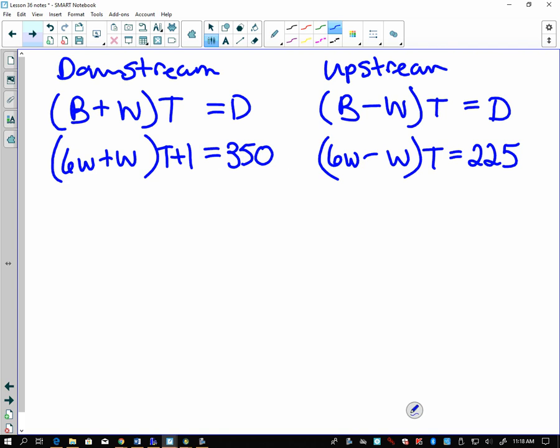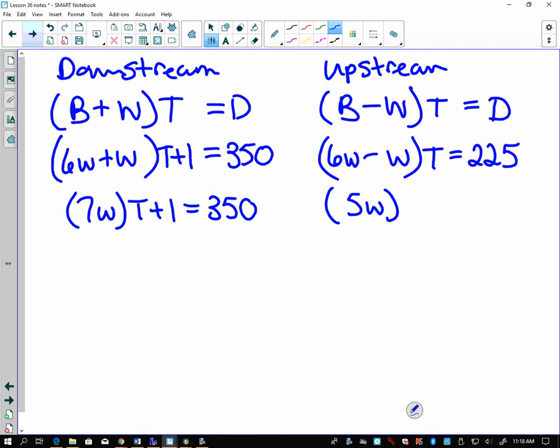Okay? Now we begin to work both equations. All right, 6W plus W, what is that? 7W, okay, times T plus 1 equals 350. Okay, fine. 6W minus W is 5W times T equals 225. Which one's going to be easier to reduce down the quickest, do you think? Probably 5WT equals 225.